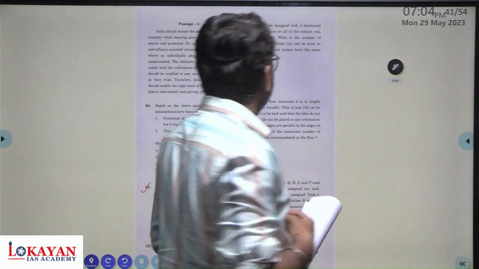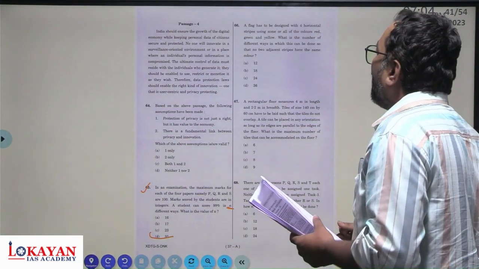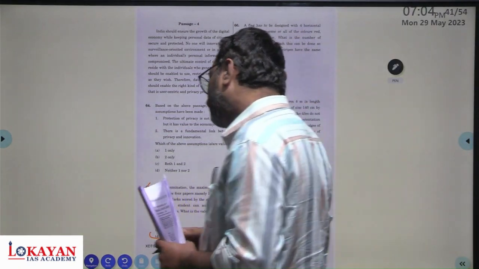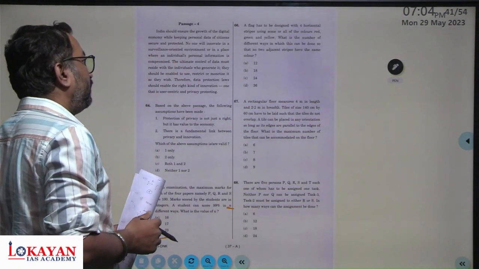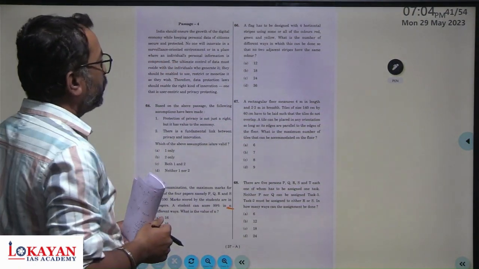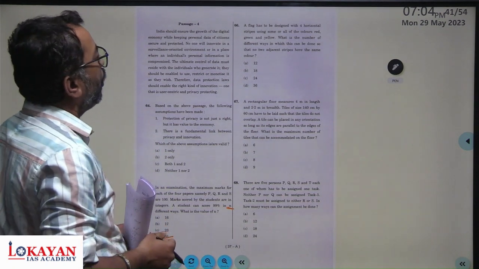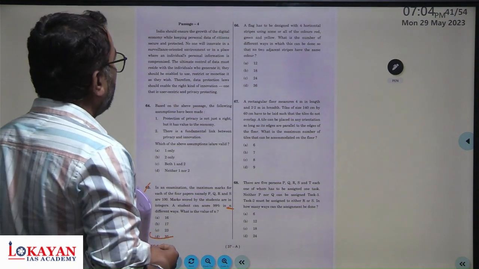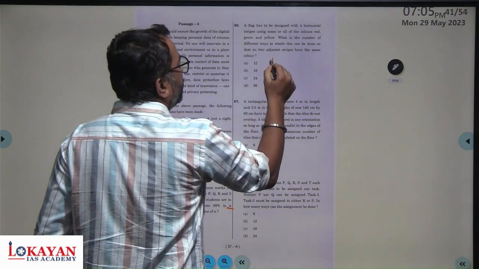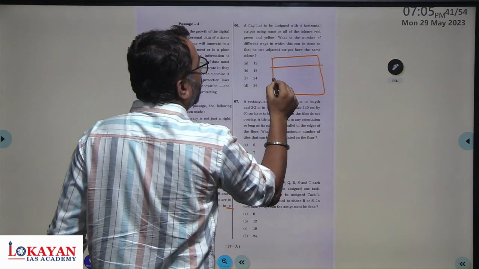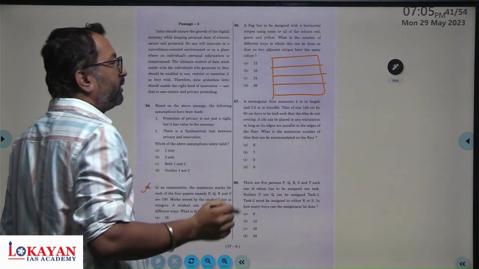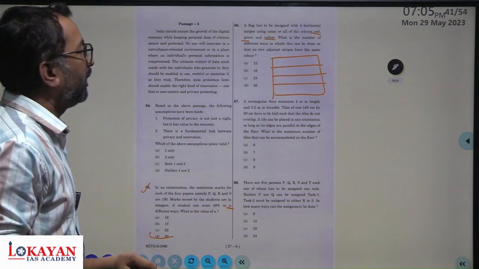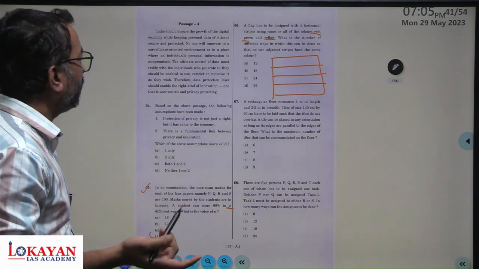Yes, question number 66. A flag has to be designed with 4 horizontal strips using some or all of the colors. Red, green and yellow. 4 स्ट्रिप्स है एक फ्लैग में और 3 ही कलर है. कौन से? रेड, ग्रीन एंड येलो. What is the number of different ways? Again, number of ways, permutations, combinations.